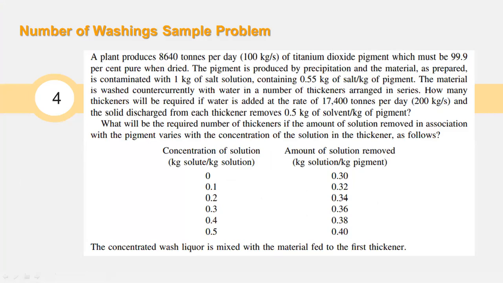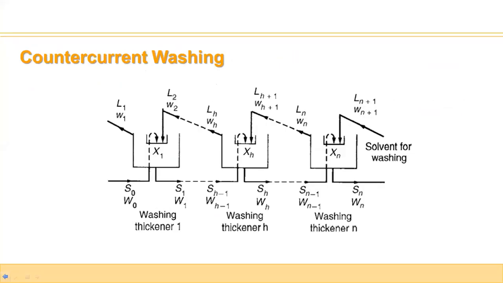So go back to the illustration. This is our X sub 1, X sub H, so the first thickener, the H thickener, and the N thickener. We will make a material balance on a certain portion of this, whichever is easier to determine. In this case, we will have S and S sub H. We'll use a different color. Okay, so we can have a cut here.